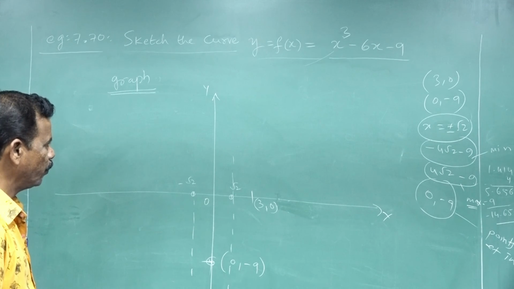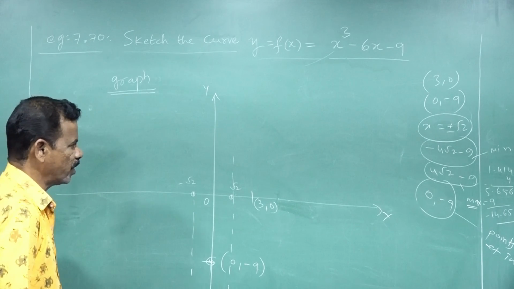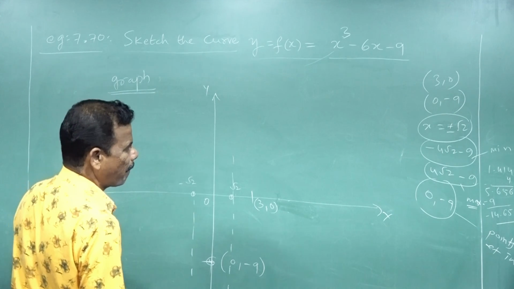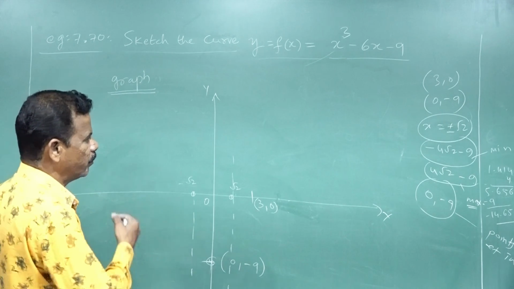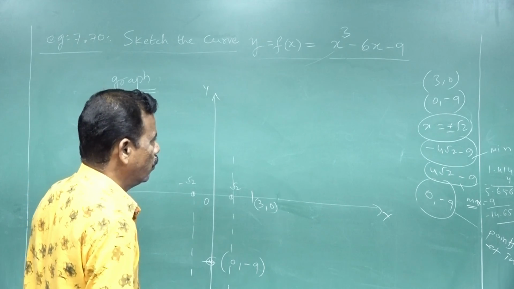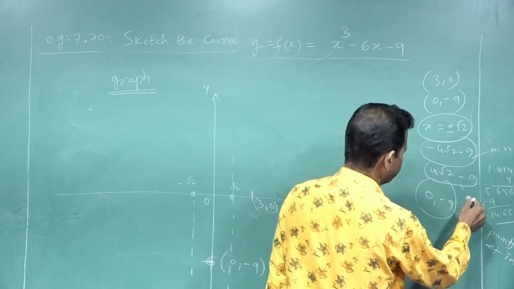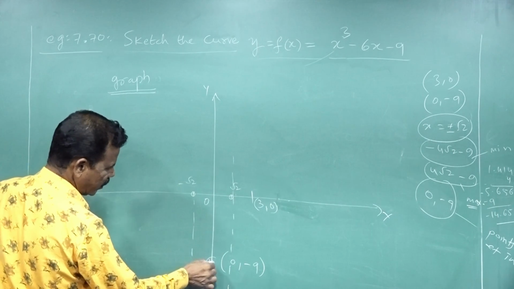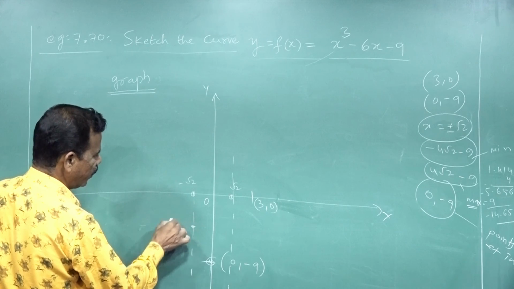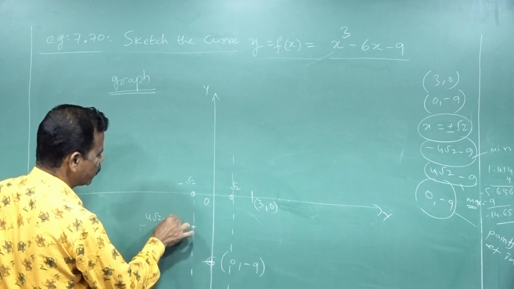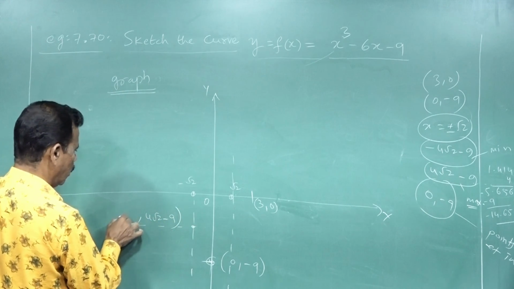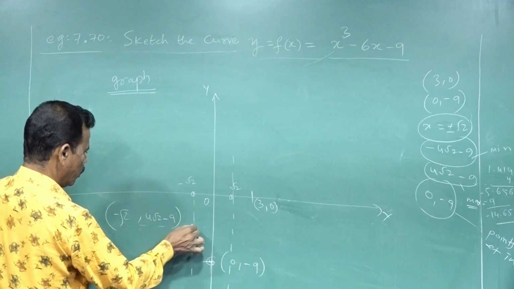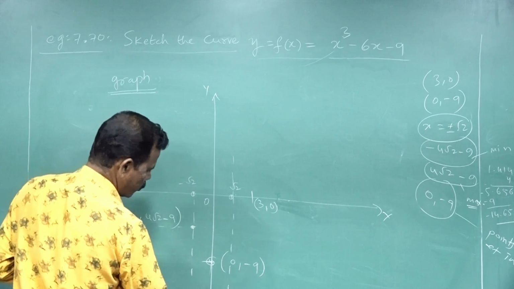After that, for minus root 2 the value is 4 root 2 minus 9, approximately minus 5.6 here, minus 9 here. This point is 4 root 2 minus 9 at minus root 2. This is the critical point. This is also a critical point.